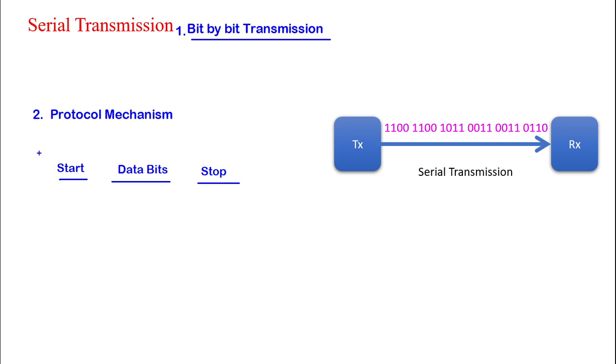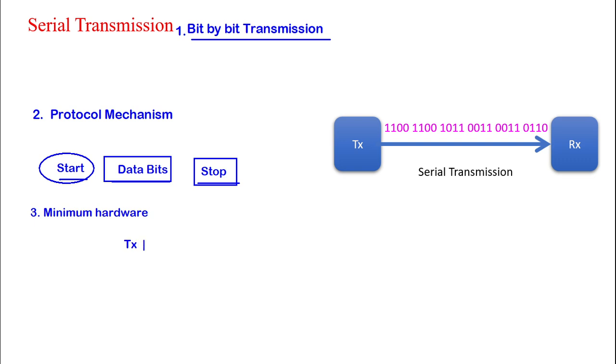When you give a start condition, your receiver will understand, okay, data is coming inside and I have to receive. Similarly, these data bits will be transmitted serially, and after transmitting all bits, we have to send one stop condition. This is the second important point. And the third important point is we will use minimum hardware. We'll be using very little hardware: one TX line and one RX line. At most, one or two lines we will use in order to transmit data serially.